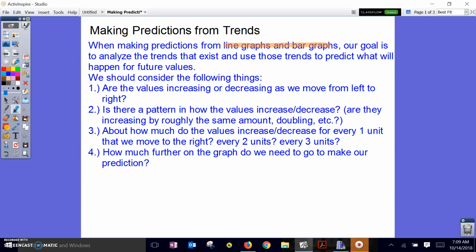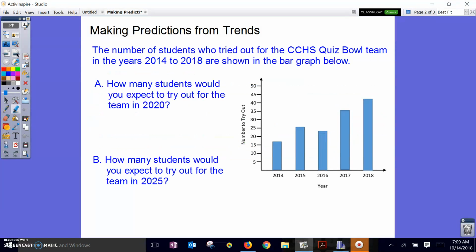So let's go ahead and we'll look at a couple of examples of using this concept to answer some questions. Alright, and we'll start with this bar graph. The number of students who tried out for the CCHS Quiz Bowl team in the years 2014 to 2018 are shown in the bar graph below. How many students would you expect to try out for the team in 2020, and how many students would you expect to try out for the team in 2025?